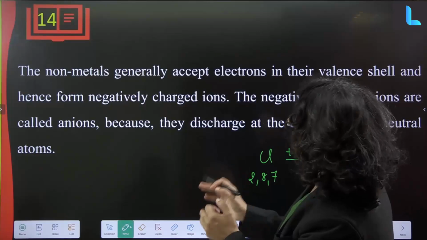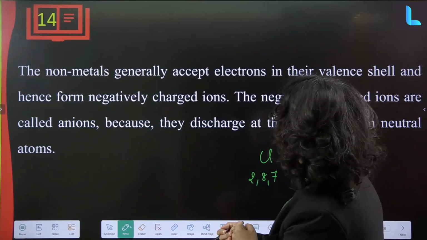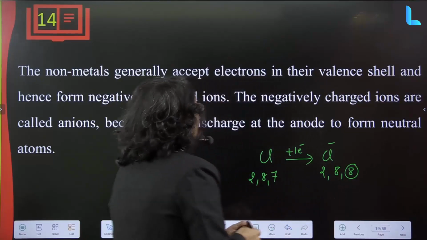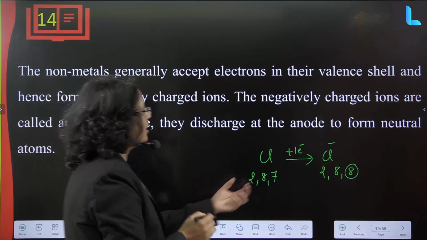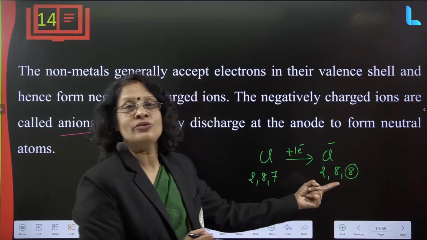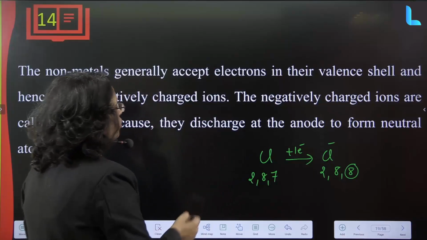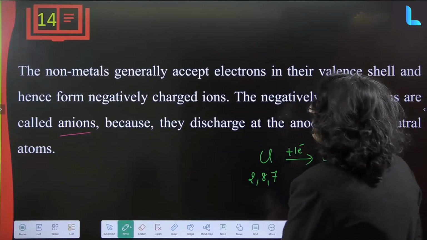Now non-metals generally accept electrons in their valence shell, hence they form negatively charged ions. The negatively charged ions are called anions. So anions are obtained by gain of electrons. This is called the chlorine anion. They discharge at the anode to form the neutral atom.